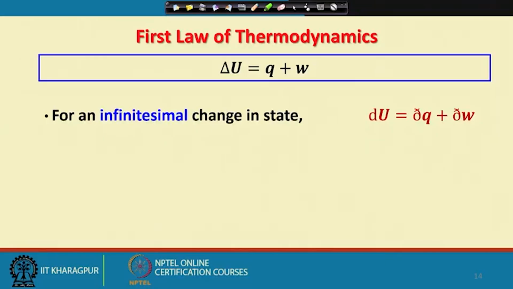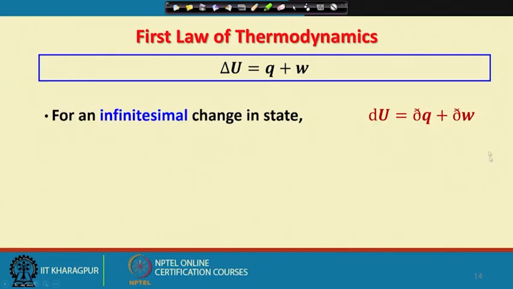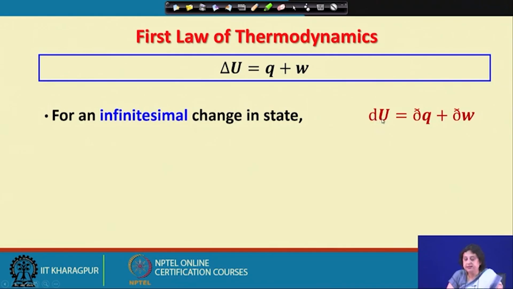This also says that I do not really have to have a finite process, I can also have an infinitesimal change, especially when I am talking about reversible processes. So, for an infinitesimal change, dU, the exact differential of the state function U, is a sum of two inexact differentials.